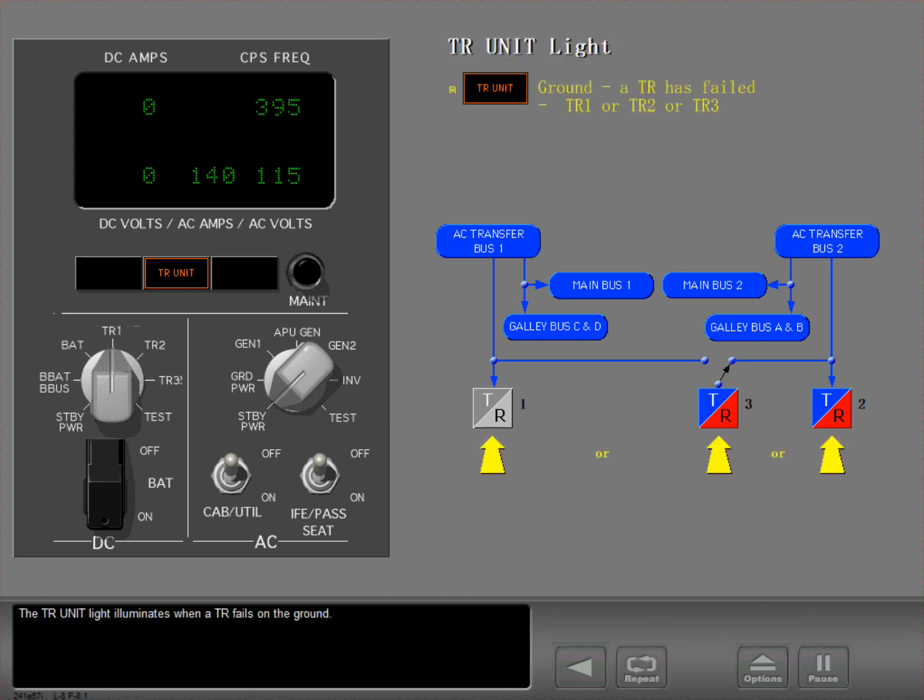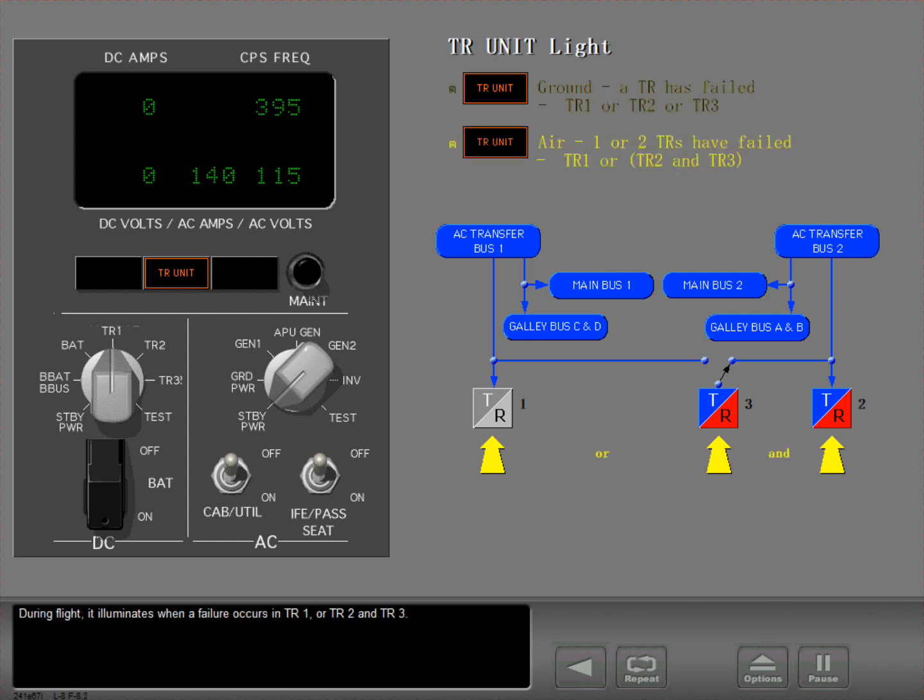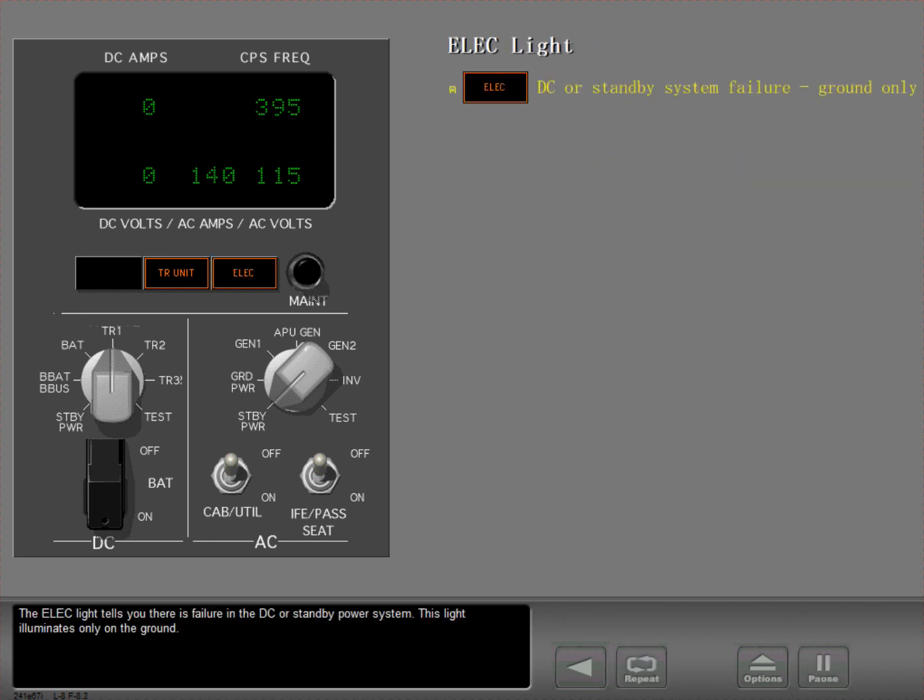The TR unit light illuminates when a TR fails on the ground. During flight, it illuminates when a failure occurs in TR1 or TR2 and TR3. The electrical light tells you there is a failure in the DC or standby power system. This light illuminates only on the ground.